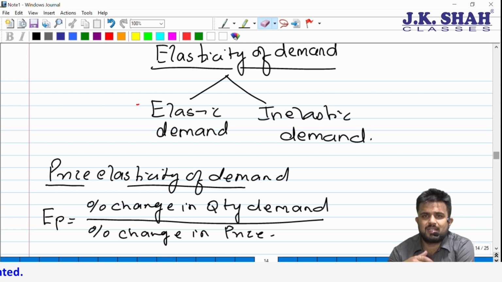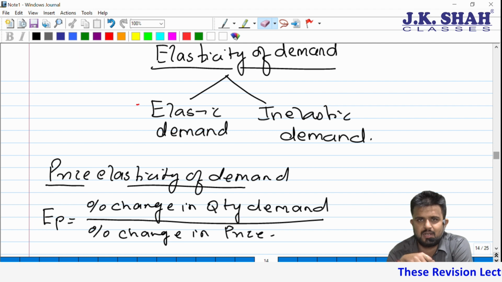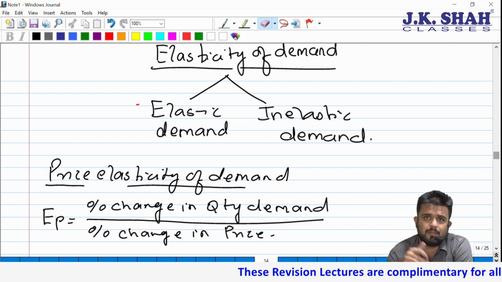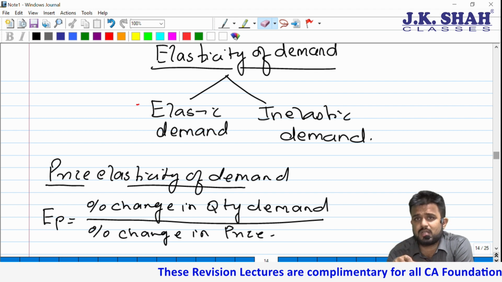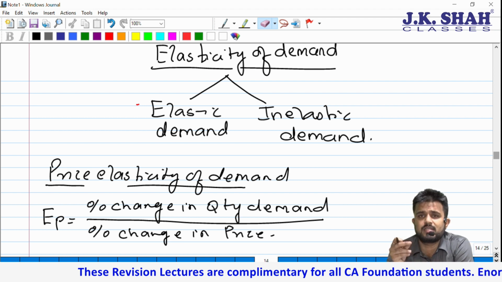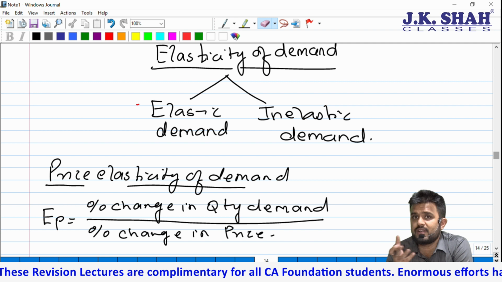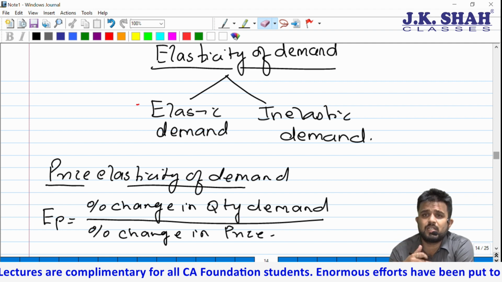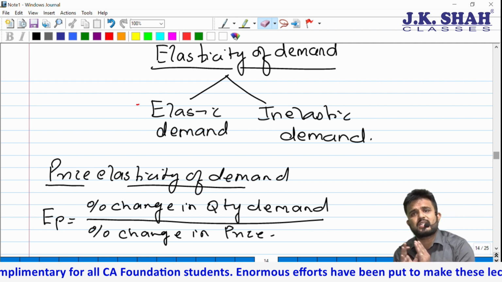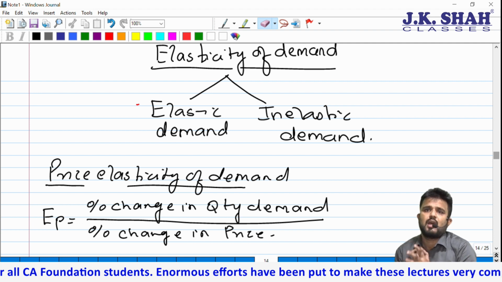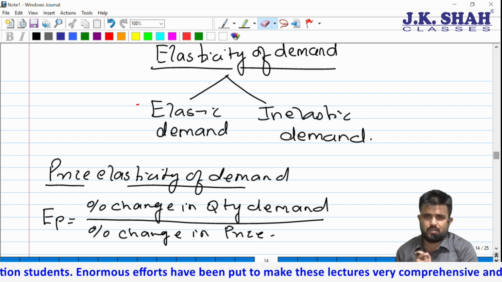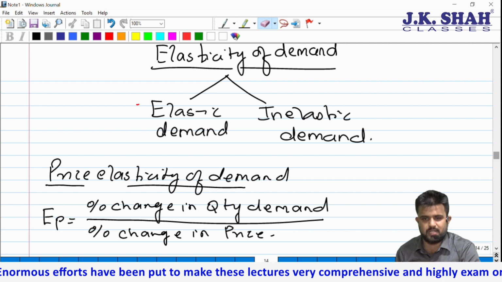Let's move towards the second part of chapter 2, that is elasticity of demand. Now basically this is an extended version of law of demand. Law of demand taught us when price increases, quantity demand will decrease and vice versa. But elasticity is going to teach us to what extent demand is going to change. How much demand is going to change. What will be the percentage change?